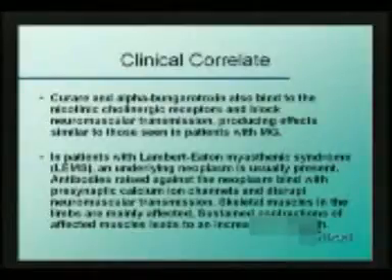In patients with LEMS, an underlying neoplasm is typically present. In this case, however, antibodies are raised against the presynaptic calcium channels that disrupt neuromuscular transmission and the release of acetylcholine. Skeletal muscles in the limbs are primarily affected in these patients, as opposed to skeletal muscles innervated by cranial nerves affected in MG. In contrast, however, in patients with LEMS, sustained contractions of affected muscles lead to an increase in strength rather than a decrease in muscle strength.